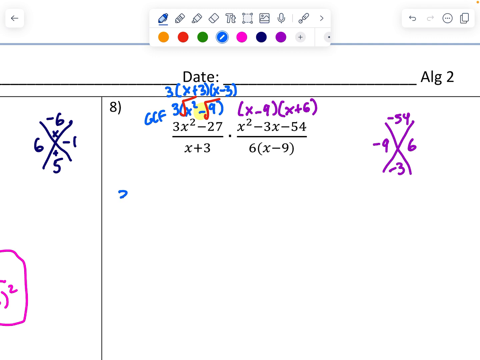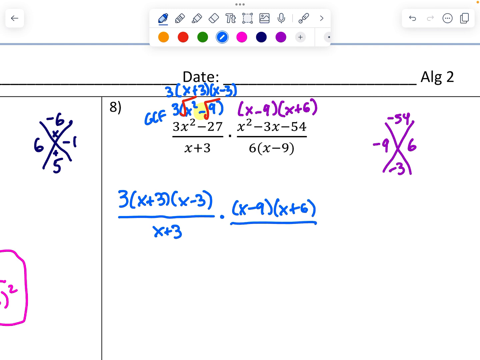So let's rewrite it so we know what we're working with. So we've got 3 times x plus 3, x minus 3, all over x plus 3, times x minus 9, x plus 6, all over 6x minus 9.